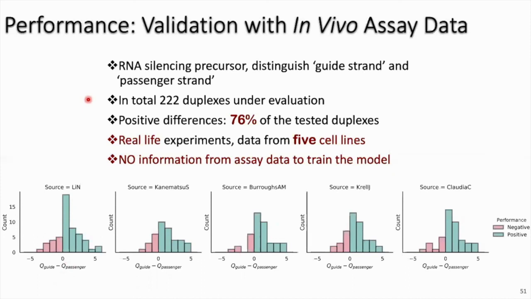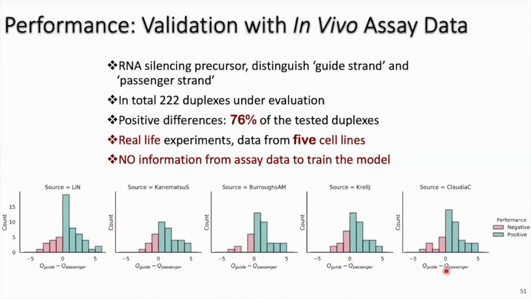Note that all of the experiments are real-life experiments which were performed in vivo, which means all of those experiments were performed within the cell instead of some biological instruments. And furthermore, the data are from 5 different cell lines instead of just one cell line. Those 5 different diagrams represent the performance of our method against 5 different cell lines. We can say the performance of our method is relatively consistent across different cell lines, which demonstrates the generalization power of our method.